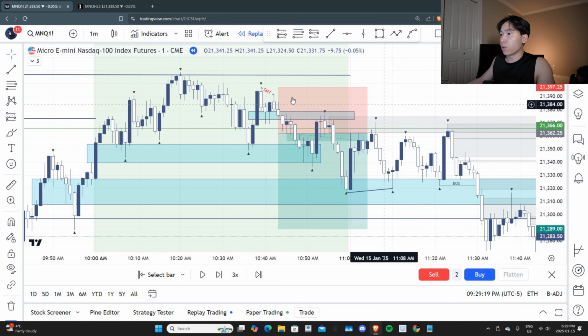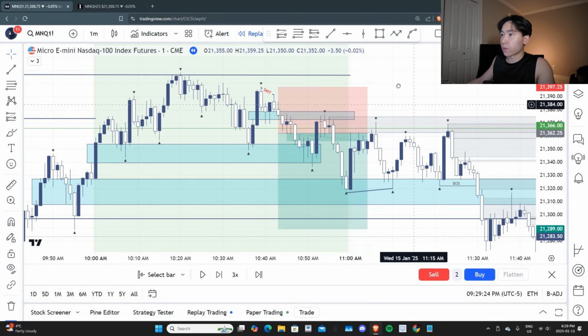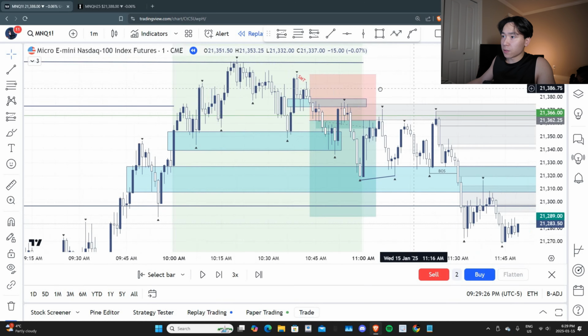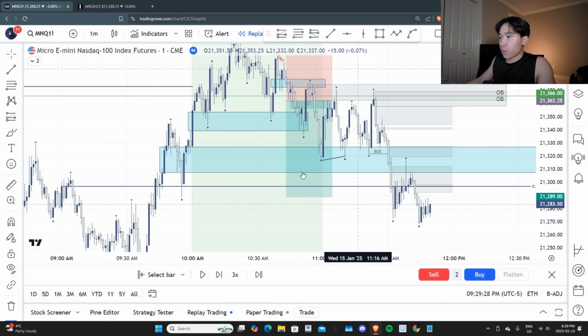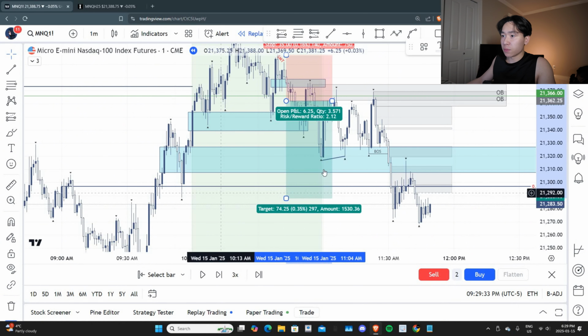Another confluence was we had SMTs up here. So at this point, I was honestly looking for price to continue lower. And actually, I didn't end up taking my full TP. Like, this was my initial TP, right?